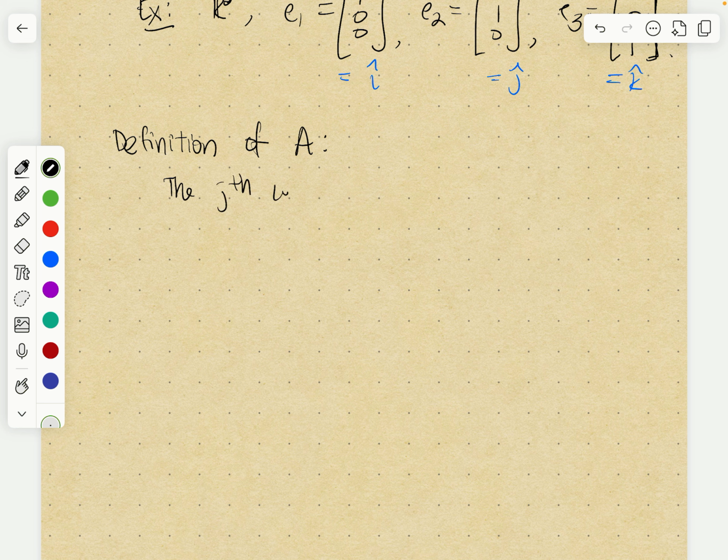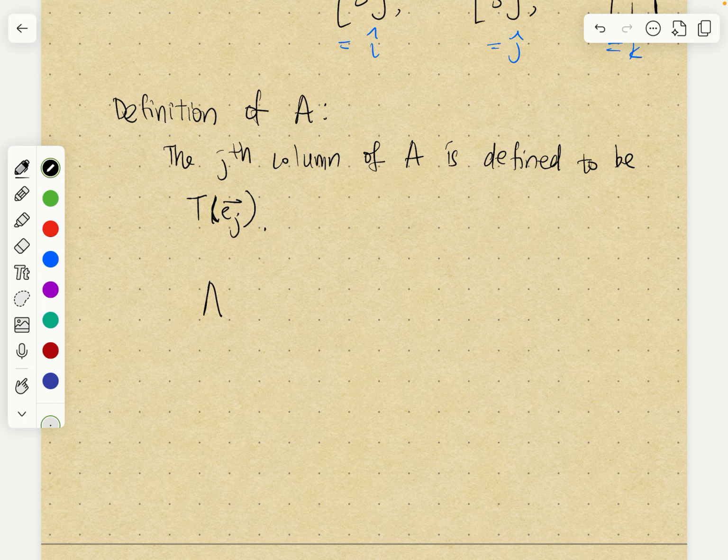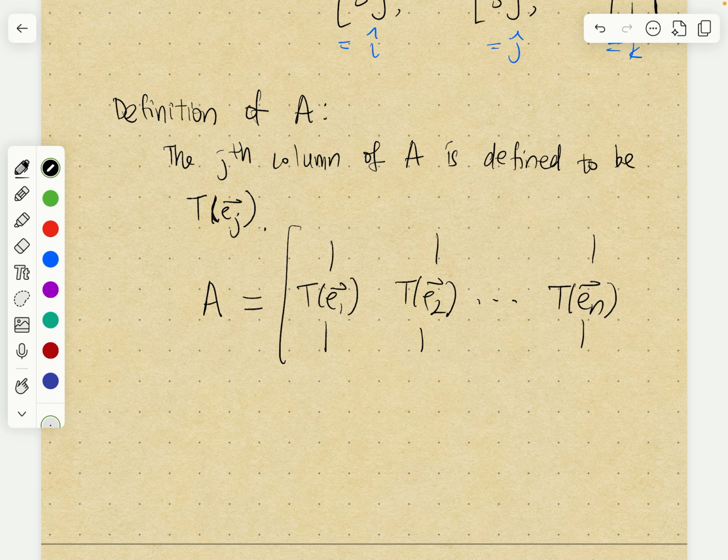The jth column of A is defined to be the following. I have this linear transformation T, and I'm trying to get a matrix A out of it. You plug in E sub j, and that vector that you get is defined to be the jth column vector of A. In other words, you take T of E1 and make that the first column, you take T of E2 and make that the second column, and you go out to T of En.